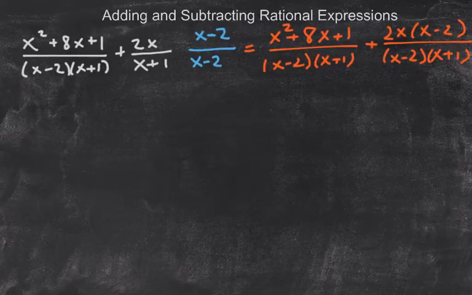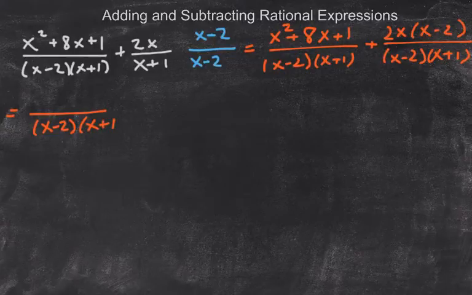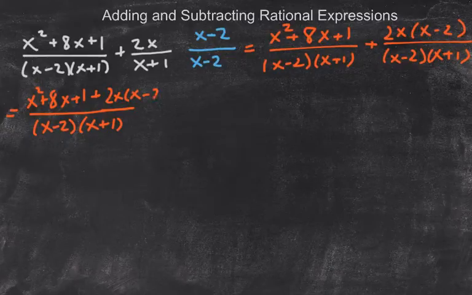So now that I've got my common denominator, I can go ahead and add my numerators. My denominator will stay (x minus 2)(x plus 1). So I've got x squared plus 8x plus 1 plus 2x times (x minus 2). Now I'm going to want to combine like terms in the numerator because potentially there are giant ones that I can cancel. Before I can do that, I'll need to factor the top. And when we factor quadratic expressions, we usually start from standard form.